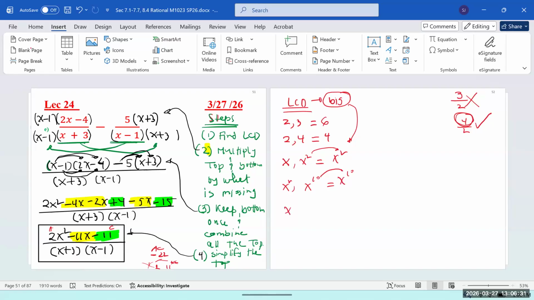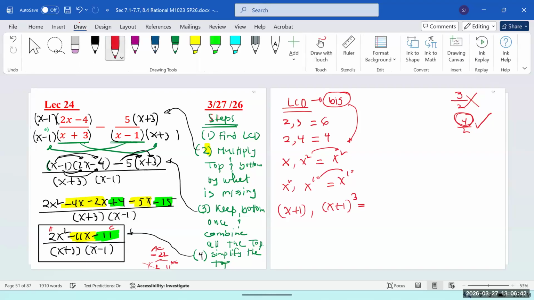Now if I give you x plus 1 and x plus 1 to the cube power, what's the LCD? You observe, do you have the same base? This base is x plus 1, this base is x plus 1. If you have the same base, then what is the LCD? The bigger power. If you have the same base, you have to take the bigger power as your LCD. So it's x plus 1 with a cube.